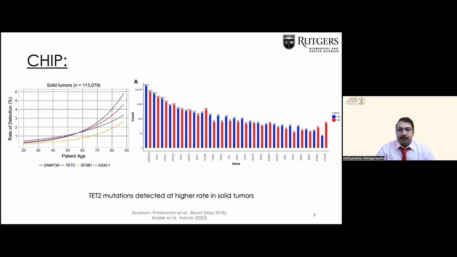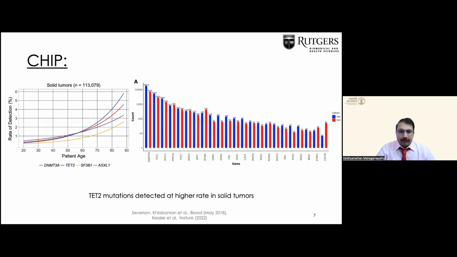With that said, there was prior research conducted in our lab looking at over 100,000 solid tumors, and they found an interesting phenomenon where the rate of detection for TET2 was higher than that of DNMT3A. Well, why is this interesting and relevant?